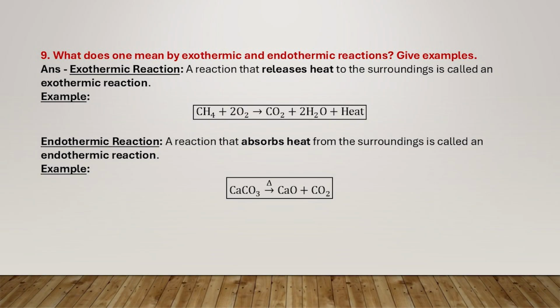9. What does one mean by exothermic and endothermic reactions? Give examples. Answer: a reaction that releases heat to the surroundings is called an exothermic reaction. Example: CH4 + 2O2 → CO2 + 2H2O + heat. A reaction that absorbs heat from the surroundings is called an endothermic reaction. Example: CaCO3 → CaO + CO2.